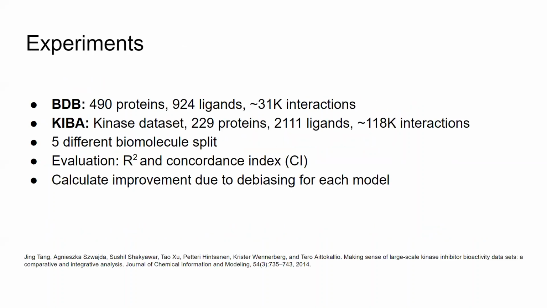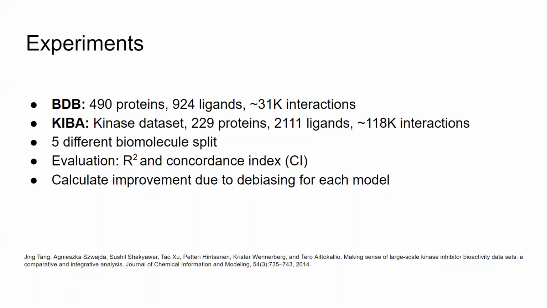We design experiments with two datasets, which are BDB and Kiba. Here, Kiba is a kinase dataset, whereas BDB contains proteins from different families. Thus, the cold biomolecules in the Kiba dataset are still relatively similar to training proteins compared to the cold proteins of BDB. We design 5 different biomolecule splits to obtain different warm and cold scenarios and evaluate our models with R-square and concordance index.